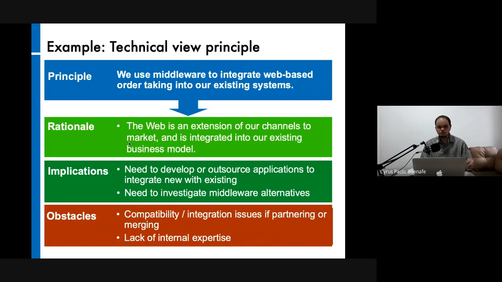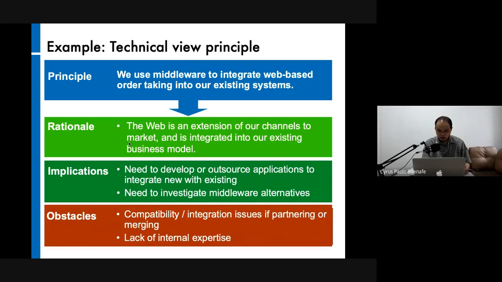Okay, technical view. We use middleware to integrate web-based orders into our existing systems. So the rationale: the web is the extension of our channels to market and is integrated in our existing business model. What are the implications? Well, we need to develop or outsource applications to integrate new customers with existing customers. Another implication is that we need to investigate middleware alternatives. Maybe in this example, they don't know what middleware is or what needs to be done.